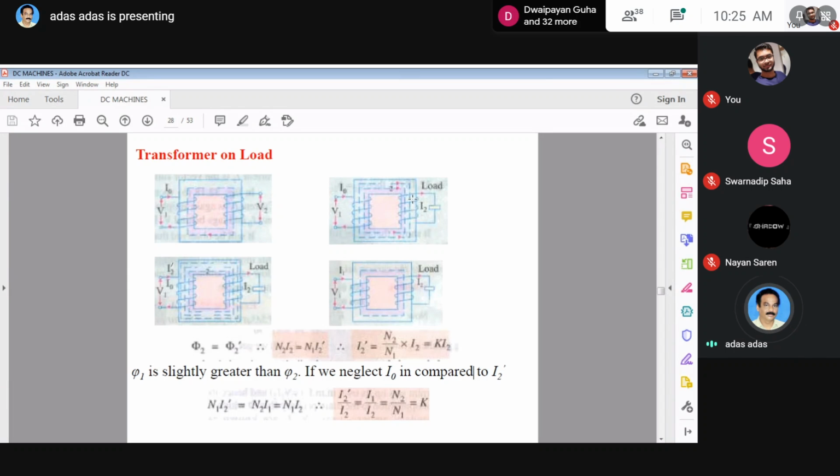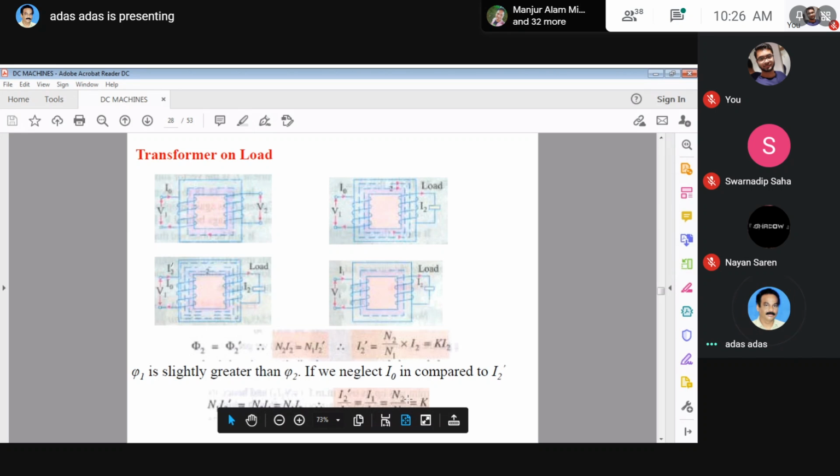If the resulting flux decreases, then the back EMF will decrease. Since I equals V minus back EMF divided by R or Z, and the back EMF is reduced, I will increase. What amount will it increase by? It is equal to I2 dash. And what is I2 dash? I2 dash equals K into I2. If we neglect I0, then we can write this expression only.